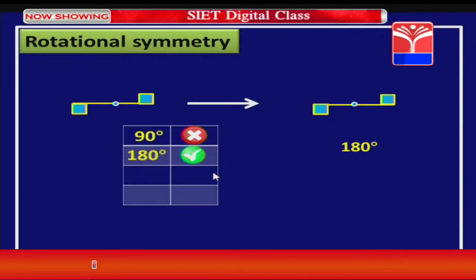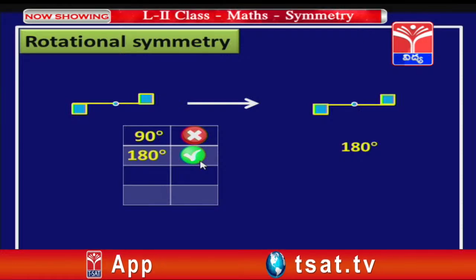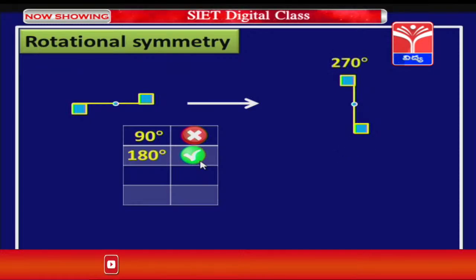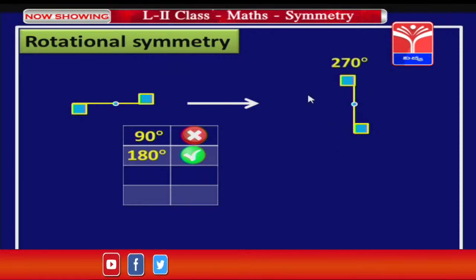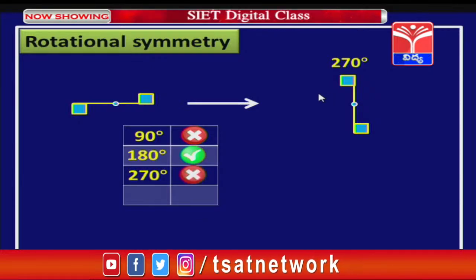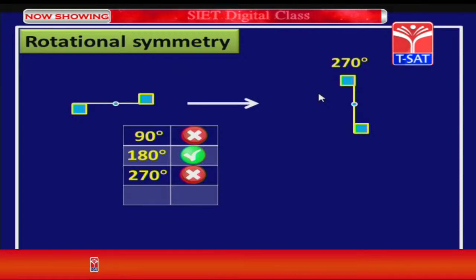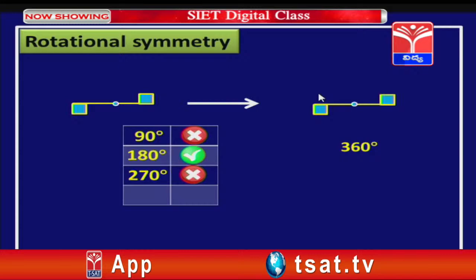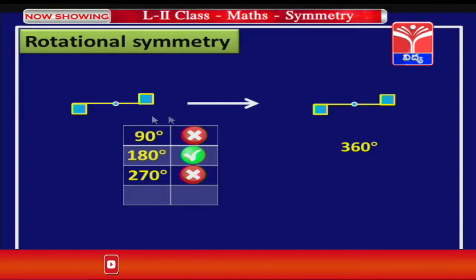So, at exactly 180 degrees we got the same figure. Now, let us rotate it further from 180 degrees to 270 degrees. Now, do you notice the same figure or a different one? Absolutely right, you noticed a different figure in all these rotations. Now, let us rotate further 90 degrees, that is up to 360 degrees. Now, after moving up to 360 degrees, you got the same figure again.